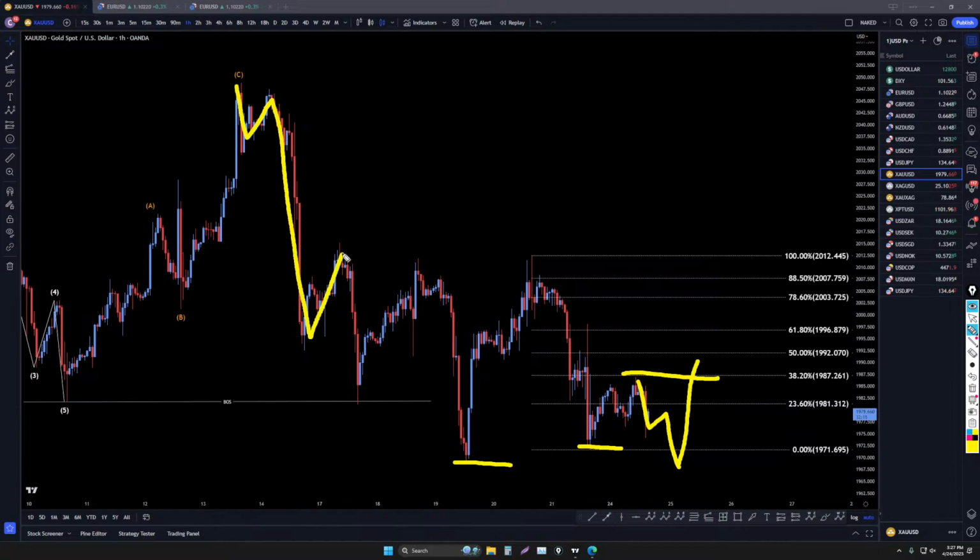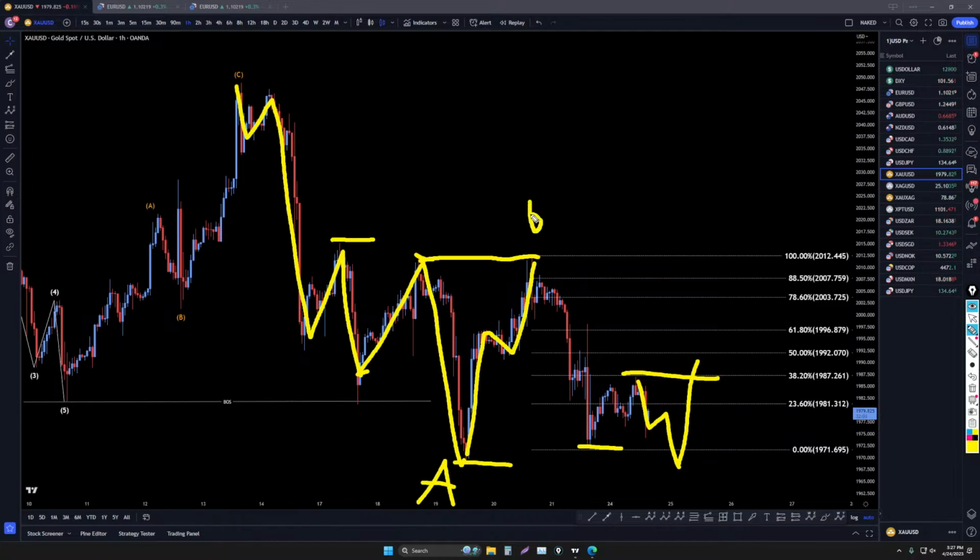We have a 1, 2, 3, 4, 5, and this never broke any structure, so that looks like a 6 and a 7. This did break structure, so that's probably an A or a 1. This is probably 3 waves up for a B or possibly a 2. And we probably are in a wave C. It looks like a 1, 2, 3, 4, 5, 6, 7 wave downtrend for a wave C.